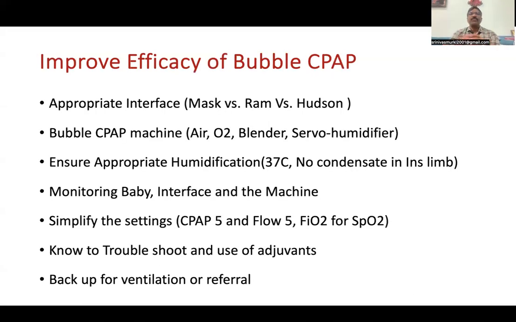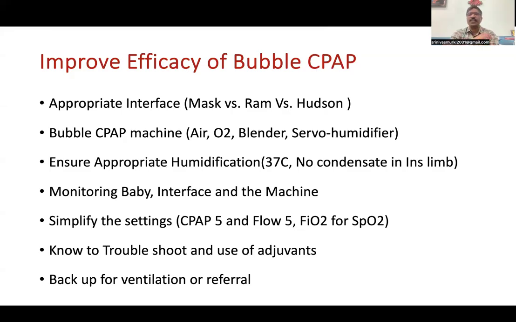So how do we improve the efficacy of CPAP or bubble CPAP? For this, you need to know that the mask, the interface, is a very important component. You can use a mask or a Ram's cannula or a Hudson prong, and your machine should be appropriate. That means there should be blended air, oxygen, compressed oxygen, and a servo humidifier should be available. There should be good humidification, that means the temperature should be 37. There should not be any condensation in the inspiratory limb. You need to monitor the baby, the interface, and the machine, and simplify the setting.